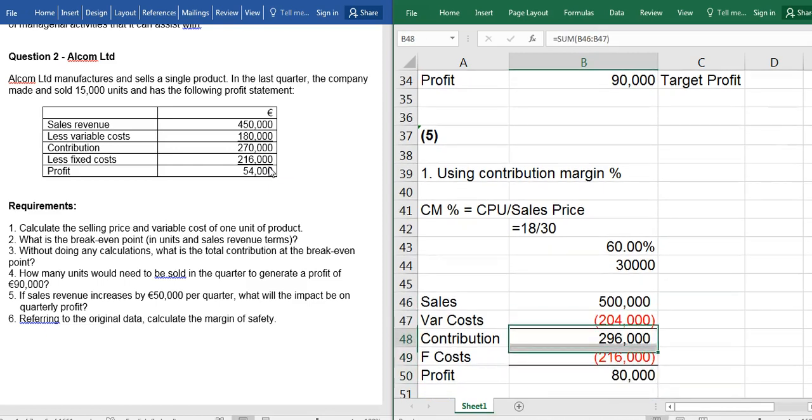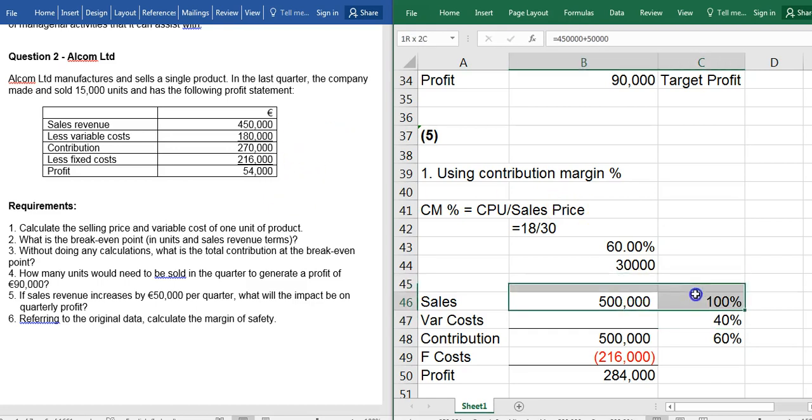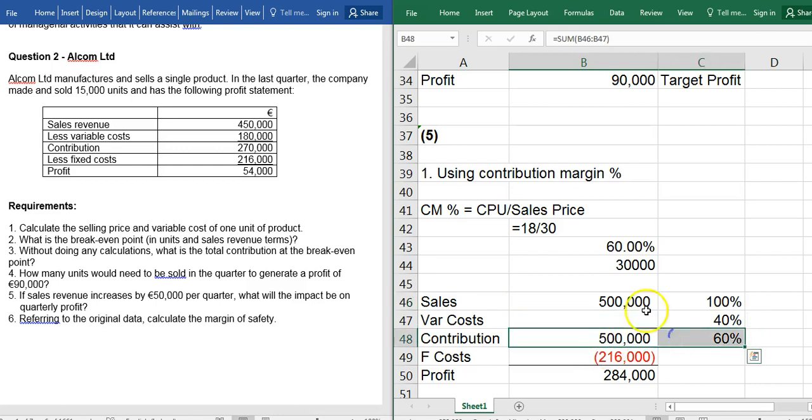Now, our problem is here, we don't know what our variable cost should be, but we can prove it: if our contribution is 60%, our variable cost must be 40%, because the sales are 100%. So 100% is sales. Your contribution margin, which means what percentage of sales falls to contribution, is 60. Therefore, your variable costs must be 40, which is 200. That means your contribution is now 300.